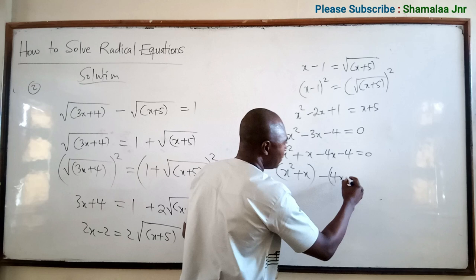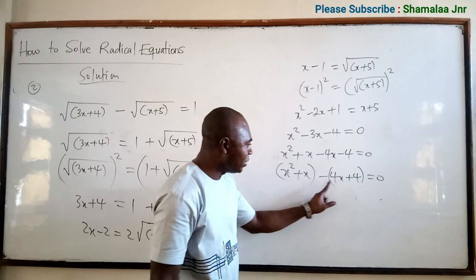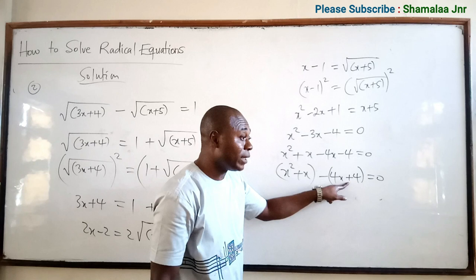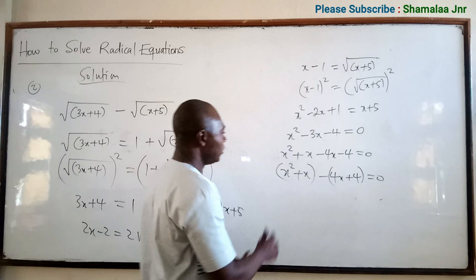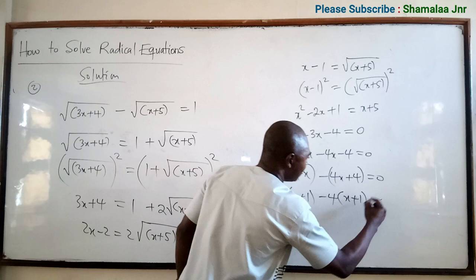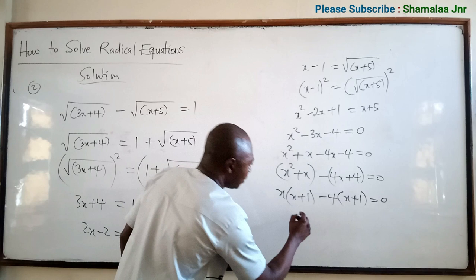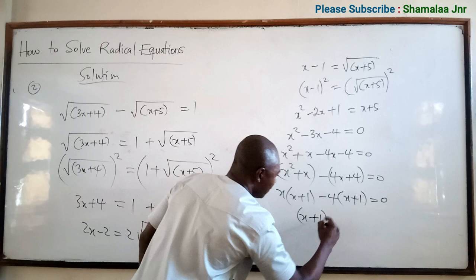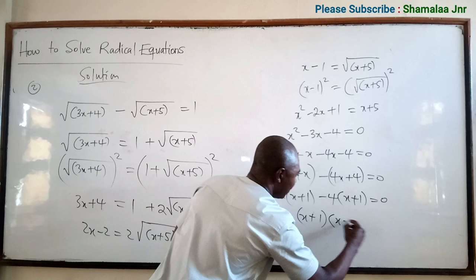Now, this is x squared plus x, brackets, minus 4x minus 4 equal to 0. Here, the common factor is x. x goes into x squared, x. x goes into this one, 1. Minus here, the common factor is 4, and this goes to x plus 1 equal to 0. Now this is a common factor, x plus 1, and then x minus 4 equal to 0.